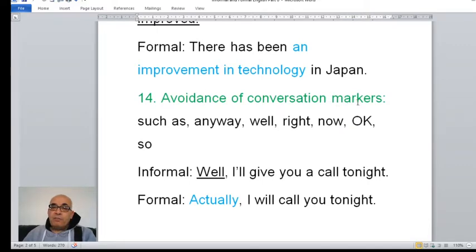Avoidance of conversation markers. Avoidance means we don't use conversation markers. So when you speak, you say, anyway, well, I think now. All these are called conversation markers, and they have no meaning. Most of the time you are thinking about what to say.